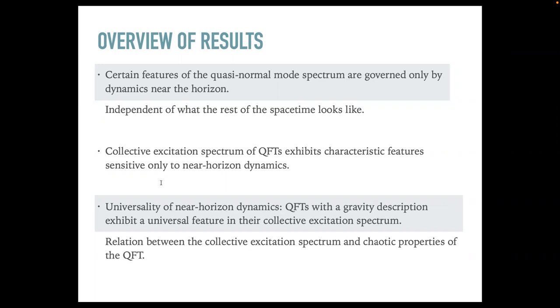And then in the second part, I'm going to point out that the reason this has turned out to be so useful for us is that there are certain aspects of the dynamics near the horizon of a black hole which are more or less completely independent of which black hole you're talking about. Basically, it looks the same for all black holes. So there's some universality in the near horizon dynamics. And we can combine that with this result to conclude that a huge class of quantum field theories which have a gravitational description all exhibit this universal feature in their collective excitation spectrum, which is completely independent of exactly which quantum field theory we're talking about. And physically, how this relation should be interpreted is that there's a universal relation between the collective excitation spectrum of quantum field theories that have a gravitational description and what are called chaotic properties of these quantum field theories.